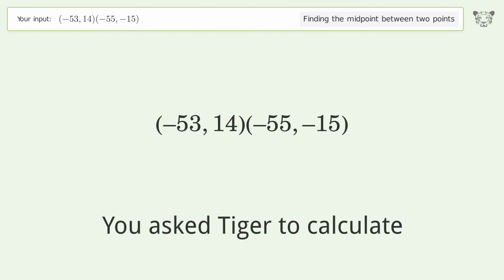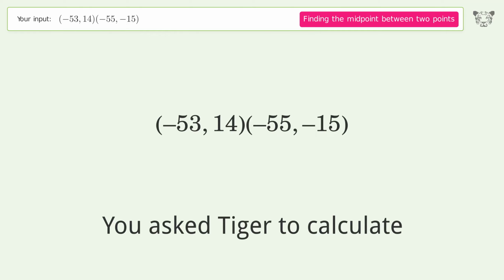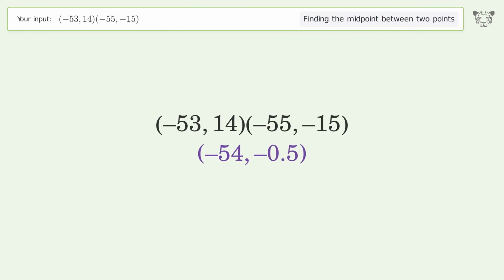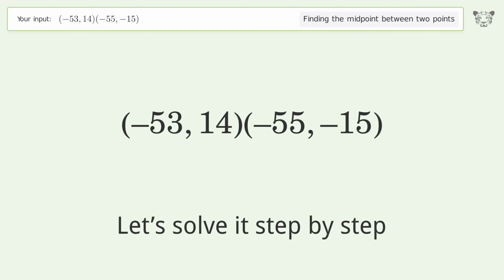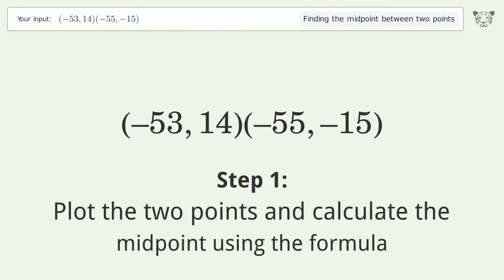You ask Tiger to calculate. This deals with finding the midpoint between 2 points. The midpoint between the 2 points is -54, -0.5. Let's solve it step by step. Plot the 2 points and calculate the midpoint using the formula.